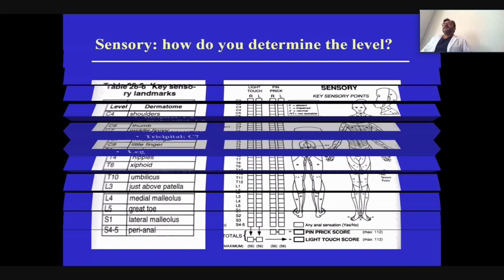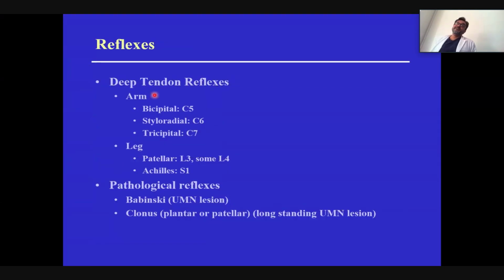The third thing which you do in the motor examination is also to look for deep tendon reflexes. The common ones are the bicipital reflex, which is done on the tendon of the biceps and represents C5. Then you have the styloradial reflex, on the brachioradialis, which is C6. Tricipital is at the back, on the tendon of the triceps, so that is C7. Patellar is at the knee joint, and the Achilles one is at the ankle joint. So these are the 5 different deep tendon reflexes which you do.